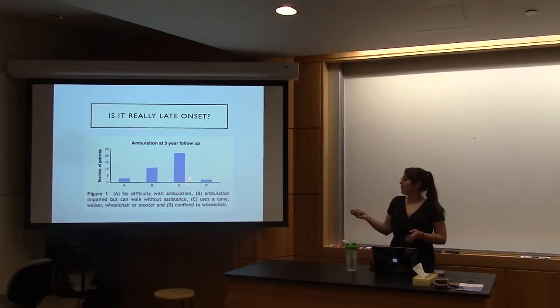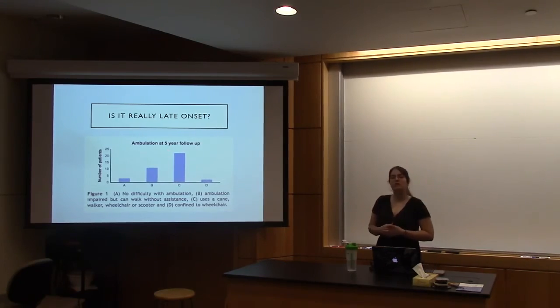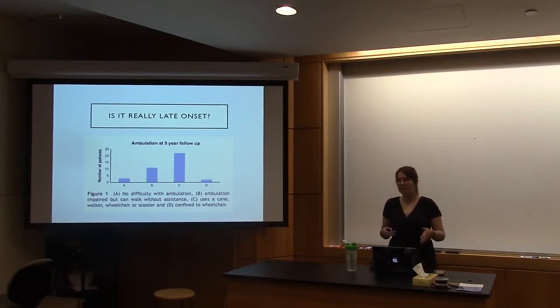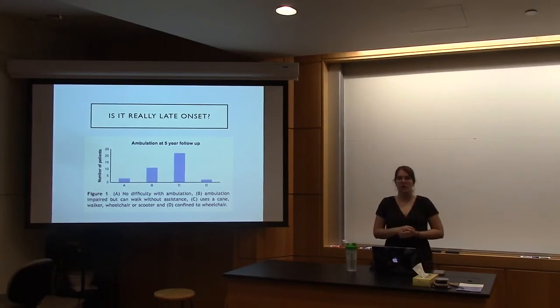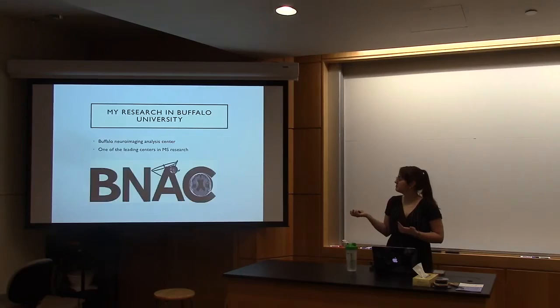At the 5-year follow-up, group C, the use of a cane, walker, or wheelchair, seemed to be the biggest group, which is a really interesting finding because it showed that they progressed a lot over time. What this study misses is the comparison to the adults. But their goal was to see: is late onset even a thing? Does it even exist, or is it just something that we put a number on? But they did show that late onset multiple sclerosis got a cane much faster.